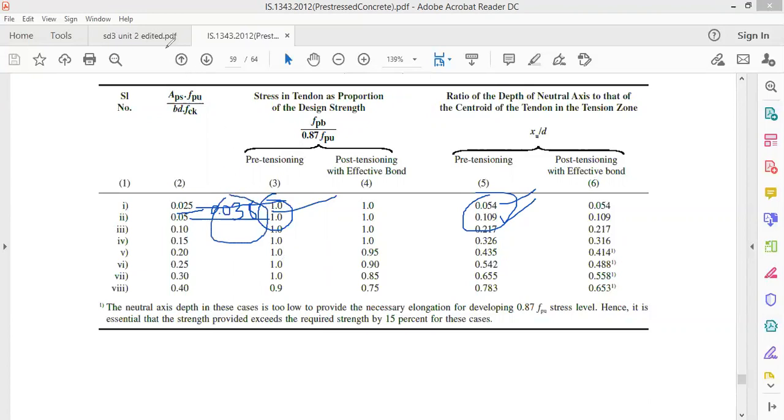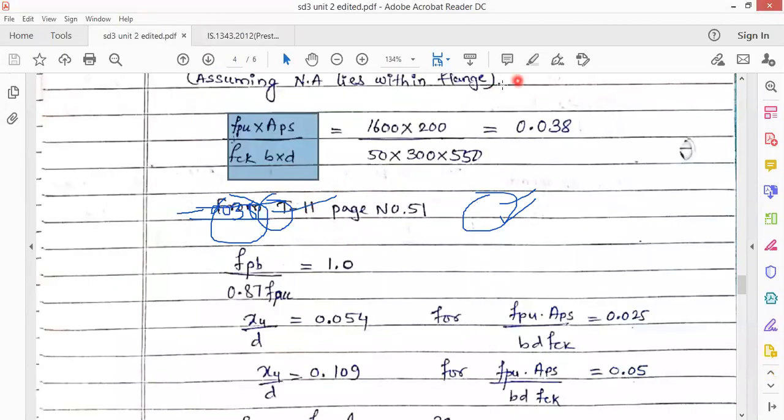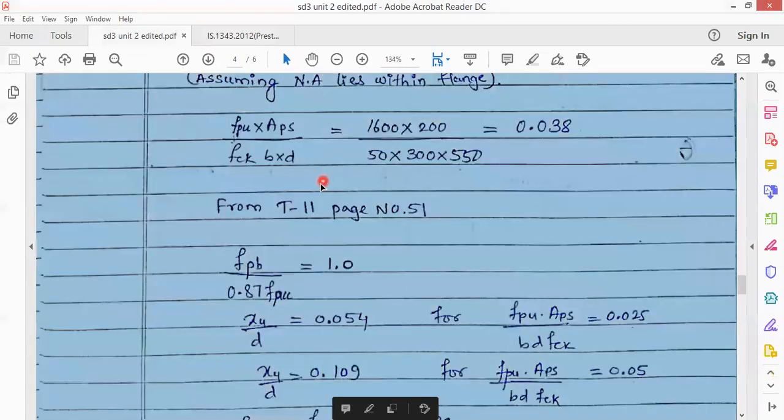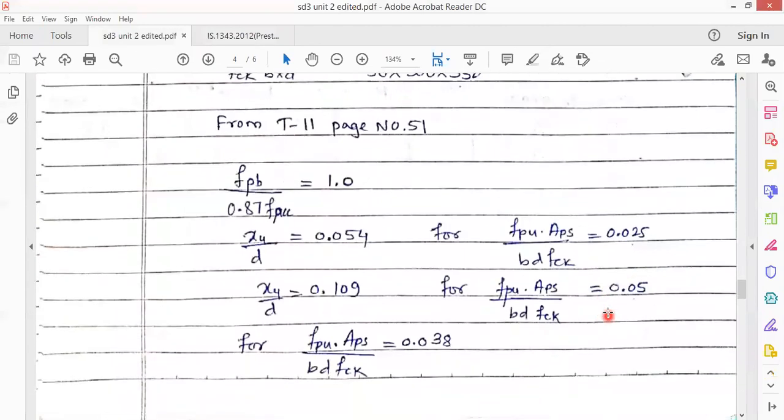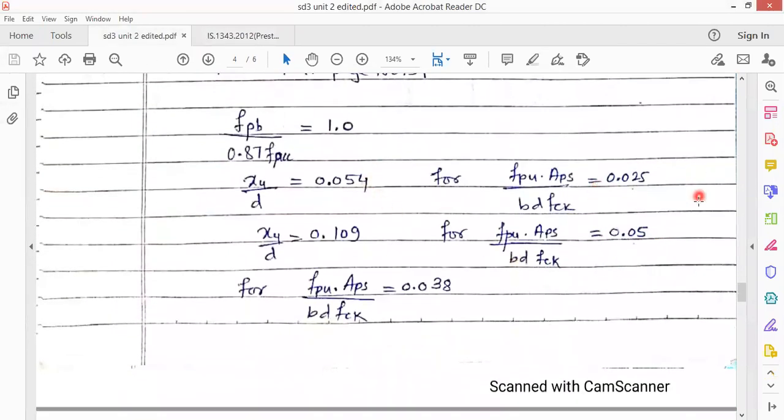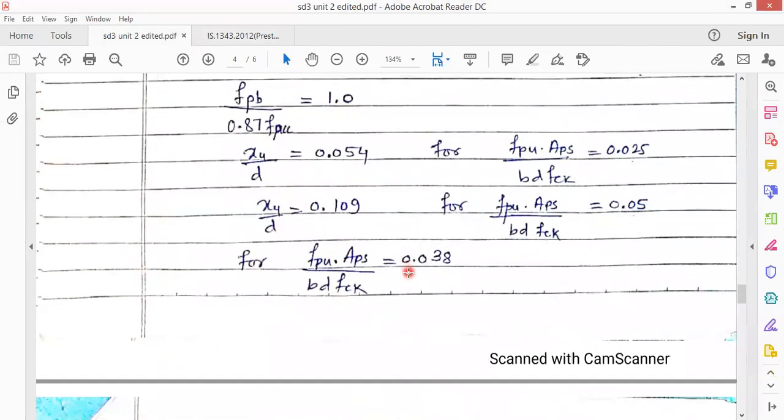So here you can see what is the value we have now. After the interpolation, we have the value here. 0.025, 0.05 considered for both, it is 1, right? So I will be having this FPB by 0.87 FPU equal to 1. But what about the XU by D? I have these two values. So I will interpolate between these two values of XU by D and I will obtain the value of XU by D.